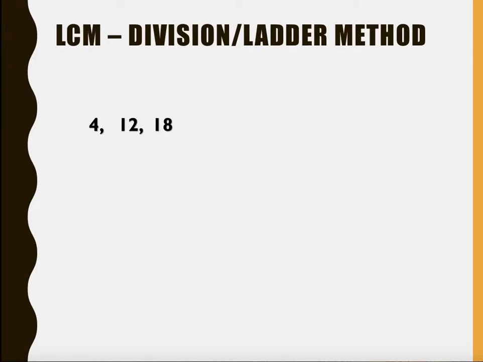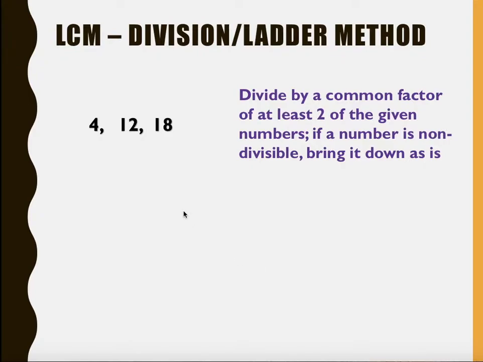Let's look at the last method called the division, or some people also call it the ladder method. This is probably most useful when you have like 3 to 4 numbers for which you need to find the LCM. Now to get started, I want to divide these by a common factor such that the number should divide at least 2 of these given numbers. But now I know 2 can divide all these 3 numbers, so I'm going to divide them by 2. I get 2, 6, and 9.